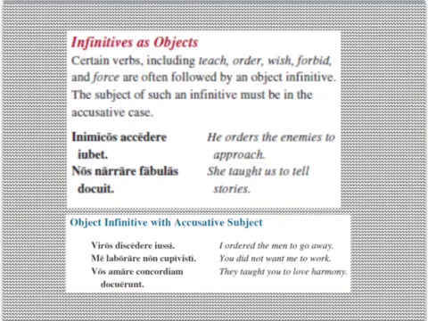Certain verbs like teach, order, wish, forbid, force, also love, can have an object infinitive. That means it will take an infinitive as its object. So he orders the enemies to approach. Right here, to approach is the object of order. And then he taught us to tell. To tell would be the infinitive or the object of taught.